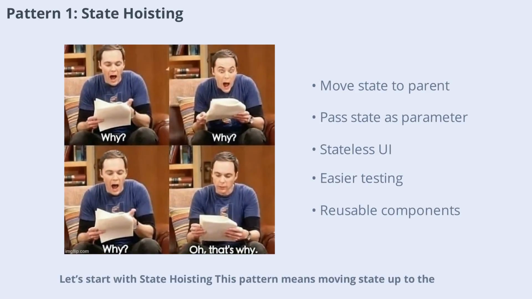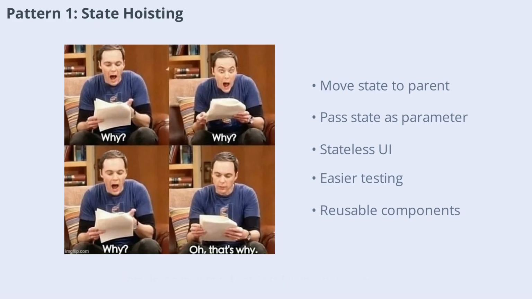Start with state hoisting. This pattern means moving state up to the parent composable and passing it down as parameters. For example, a counter composable receives the count and an onIncrement callback from its parent. This approach makes your UI stateless, easier to test, and less prone to side effects. By hoisting state, you keep your components reusable and your codebase clean. It's a foundational practice for scalable Compose apps.